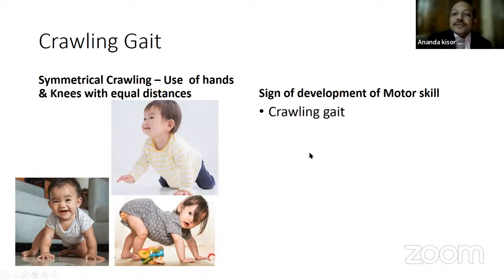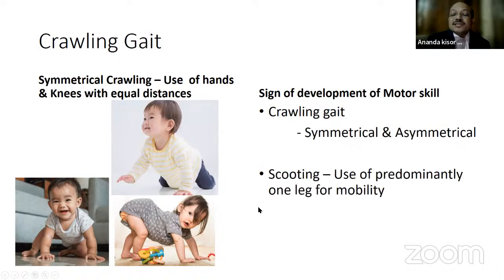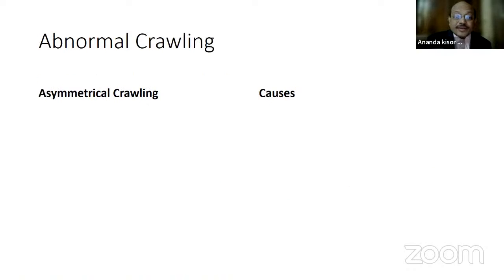It is a sign of development. So what is the importance? This gait is basically a sign of development of motor skill. There are two types of crawling gait abnormality, the crawling gait and the scooting gait. Crawling gait may be symmetrical or asymmetrical, as I already said. Scooting gait is the use of predominantly one leg for mobility instead of the other leg. They are reluctant to use the other leg. So there may be some hemiplegic or neurological variety.